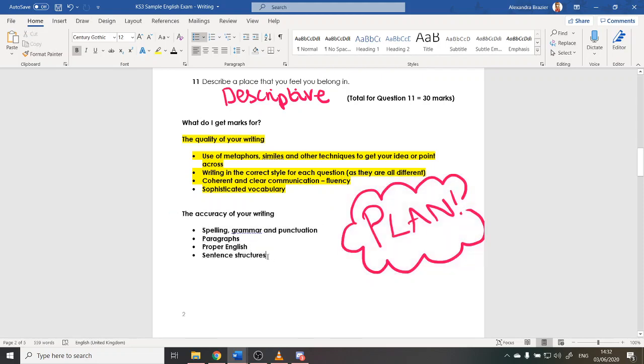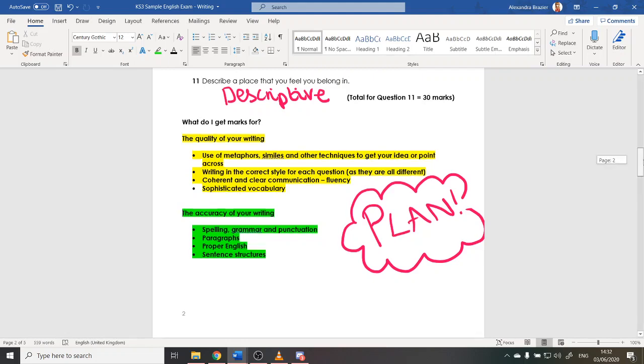Second thing that you get marked on, as always, is the accuracy of your writing. So your spag, but also things like your paragraphs, using proper English, and your sentence structures. These are still really important, so don't just think that they don't matter, because they do, okay?